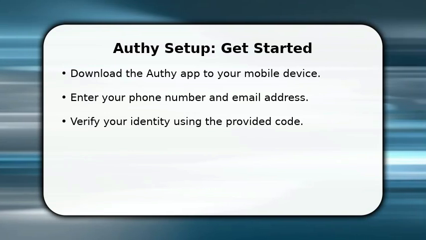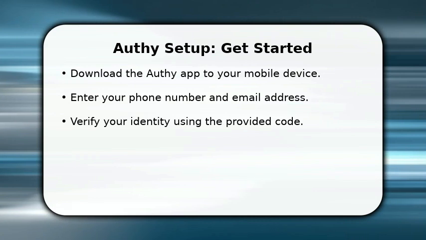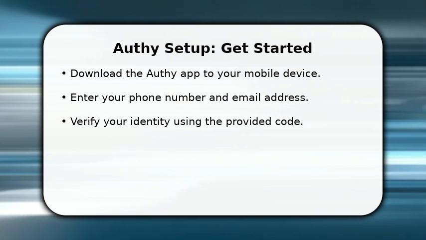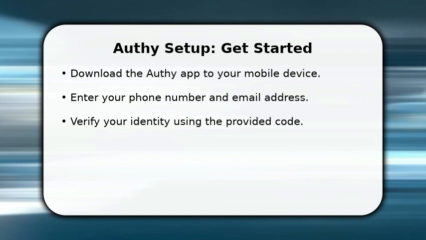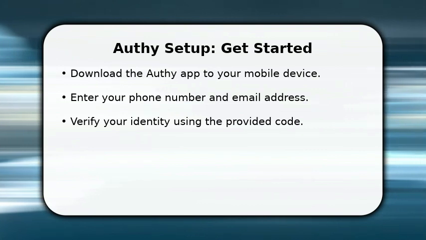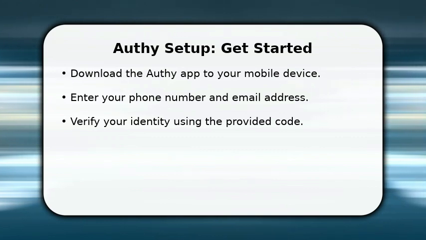Enjoy the video. In this video, I will explain how to set up Authy. First, download the Authy app from your device's app store. Once installed, open the app and enter your phone number and email address. Authy will then send a verification code to confirm your identity. Enter this code into the app to complete the initial registration process and begin securing your accounts.